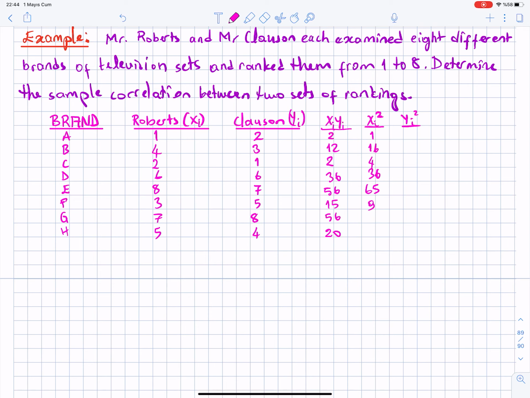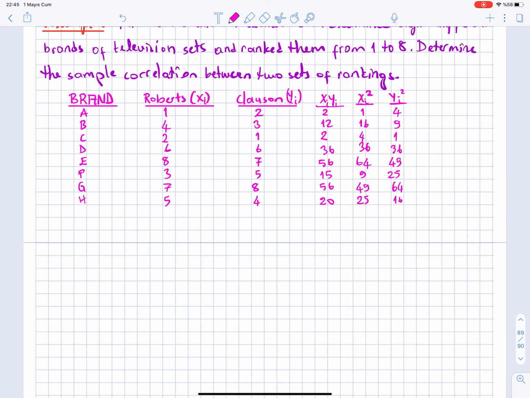64, 9, 64, 9, 49, and 25. And for yi squared: 4, 9, 1, 36, 49, 25, 64, and 16. Okay, so now we get the summation for each of these columns.